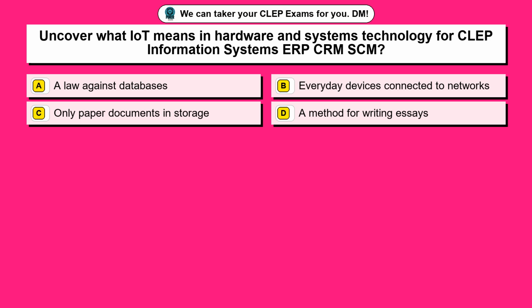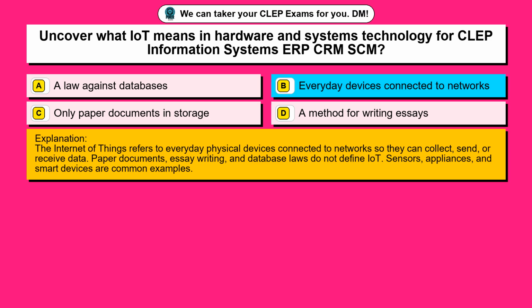Question 62. Uncover what IoT means in hardware and systems technology for CLEP Information Systems ERP CRM SCM. Option A. A law against databases. Option B. Everyday devices connected to networks. Option C. Only paper documents in storage. Option D. A method for writing essays. The correct answer is option B. Everyday devices connected to networks.